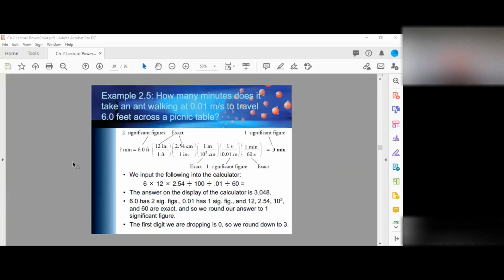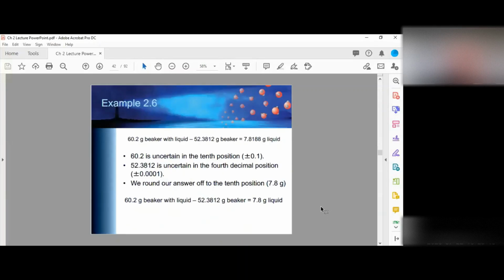All right, back to this operation then. How many sig figs of this measured value? 2. How many sig figs of this measured value? 1. My final answer will be only 1. Let's take another example.